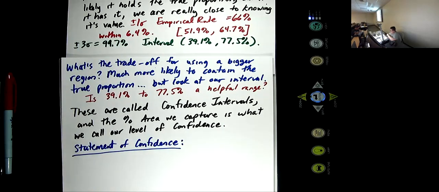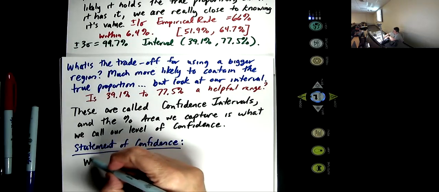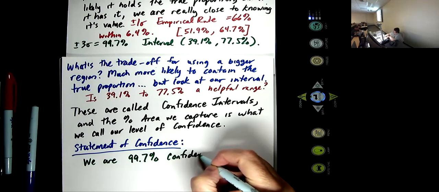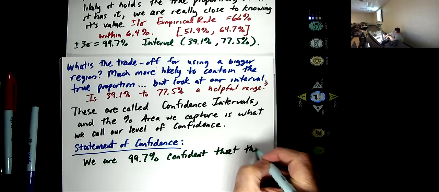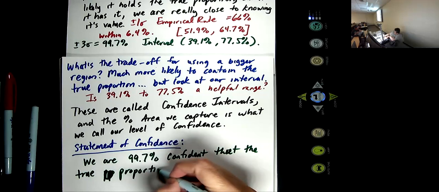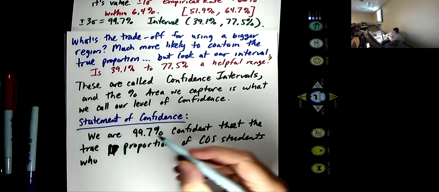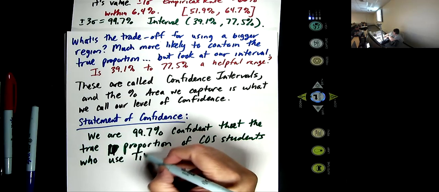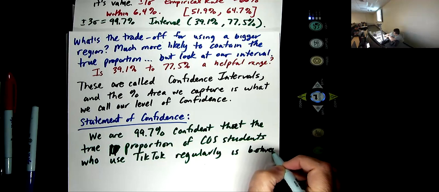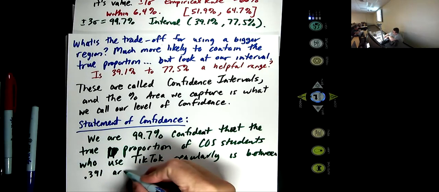I'm gonna do it based on the big one we got with the empirical rule. So we are 99.7% confident that the true proportion of COS students who use TikTok regularly is between 0.391 and 0.775.